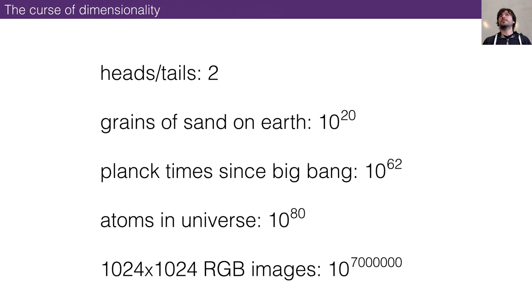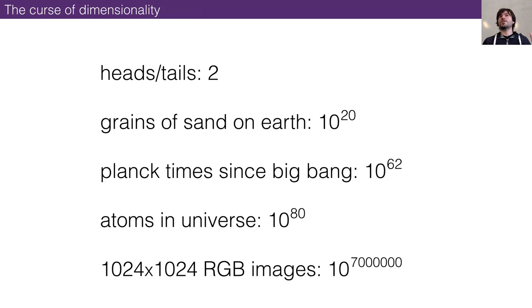So the curse of dimensionality says that the more variables you have, the bigger the space of combinations grows exponentially. I mean, literally exponentially, right? Because if you have two variables, then you have to multiply them together: the number of combinations of one times the number of combinations of the other. So heads or tails, there's two possible values, right?